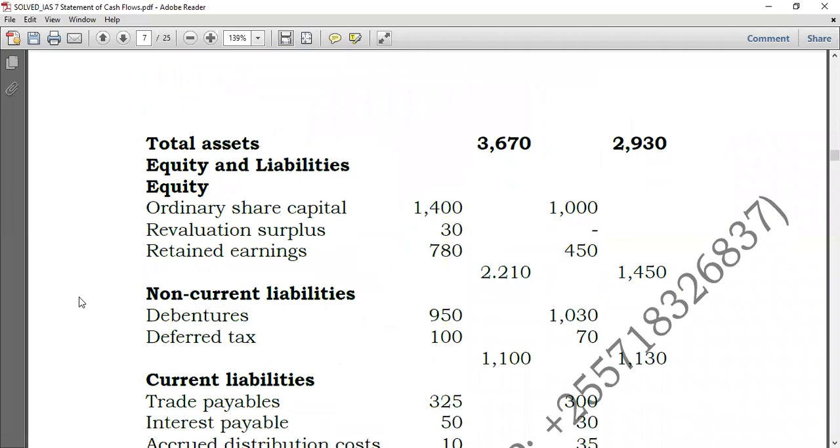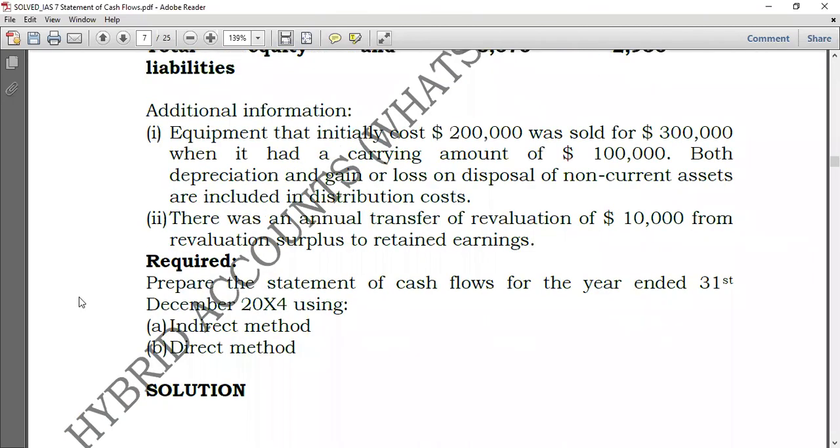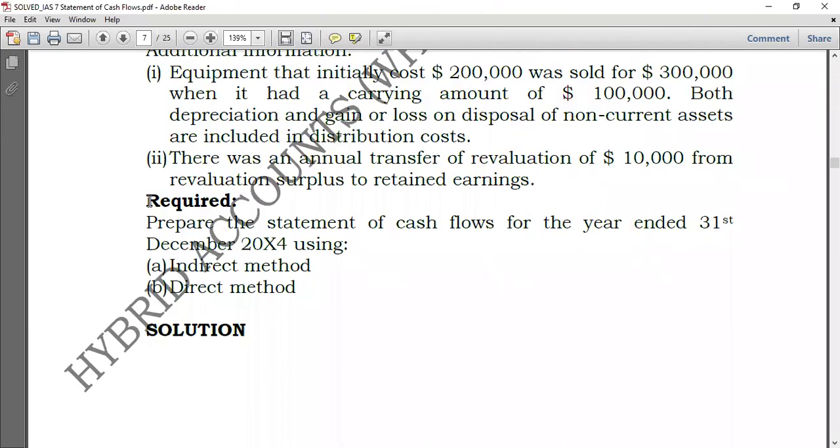Here is the question. It says required, prepare the statement of cash flows for the year ended 31st December 20x4 using A, indirect method, and B, direct method. Now, our main focus is on the indirect method. Anyway, what is the difference between direct method and indirect method?